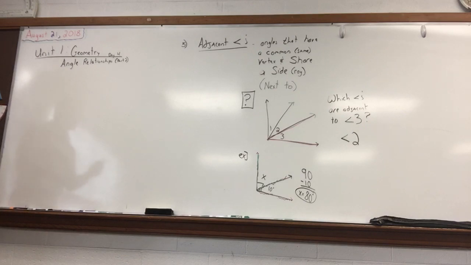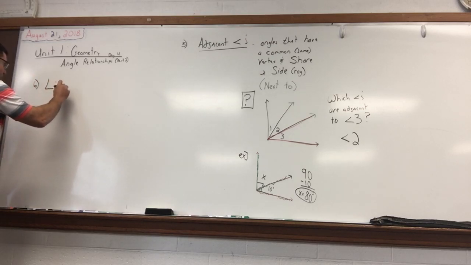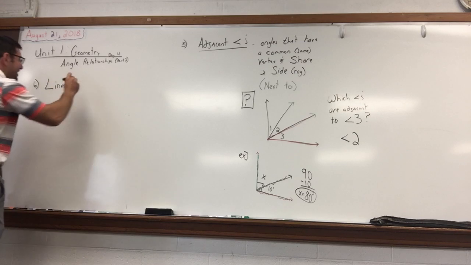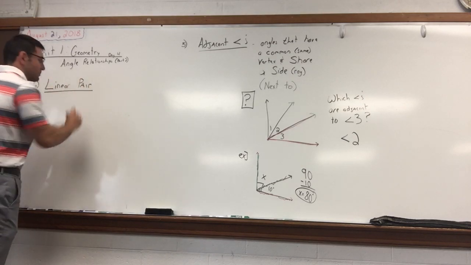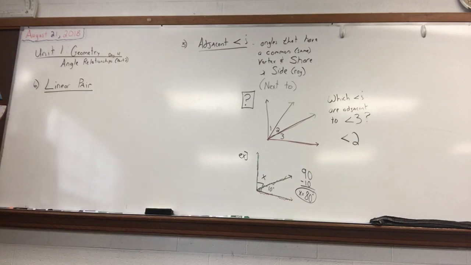The next word. So this is number 6 for your test, quiz, thing, assessment. Is linear pair. Linear pair. What word do we see in the word linear?